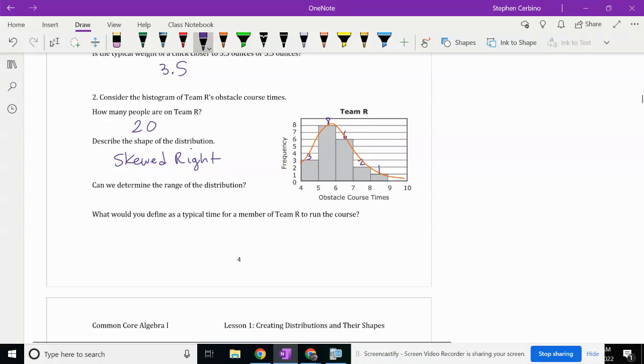Can we determine the range of the distribution? Not really, right? We can't determine the range because I don't know exactly what the lowest number is. The course times are in ranges from 4 to 5 and from 8 to 9, so I don't know if the lowest number is 4 or 4.5. I don't know if the highest number is 9 or 8.5. So we can't, and the reason why is because the data is shown in a histogram versus a dot plot.